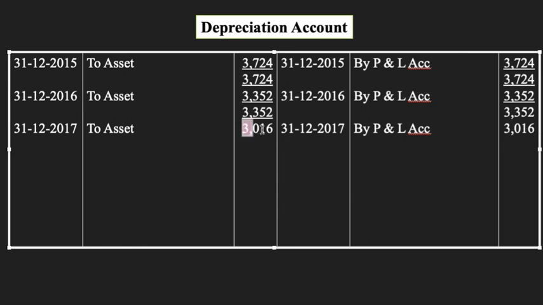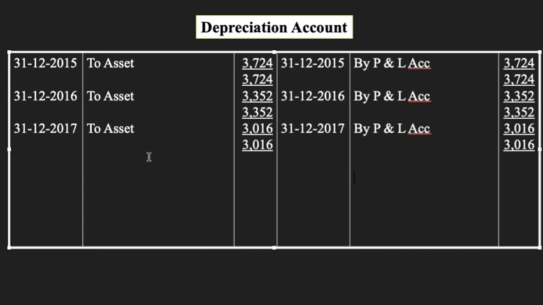It will be how much here? 3016 rupees, right? And again here it has to be 3016 rupees. 3016 rupees, right? Fine. So these are all the transactions that we have to record in the depreciation account from the journal entries which are given there.